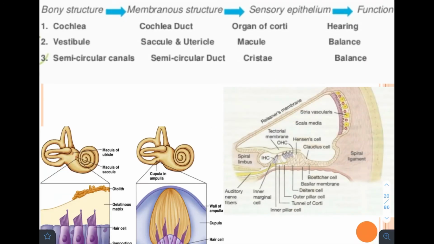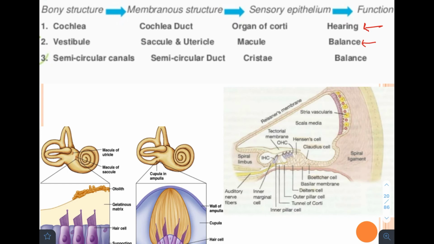So, if we were to see it as a whole, we will see the bony structure cochlea, the bony part of the bony labyrinth. It contains the membranous structure cochlear duct within it, whose sensory epithelium is the organ of Corti and whose function is basically in hearing. Second is the vestibule. The vestibule is the bony labyrinth structure which corresponds to the saccule and utricle in the membranous labyrinth, whose sensory epithelium is macule and it helps in balancing.